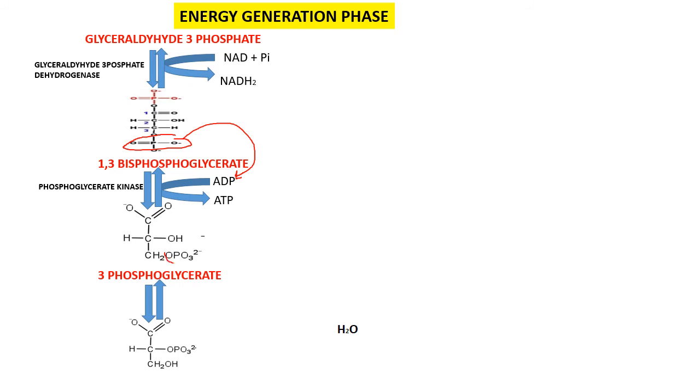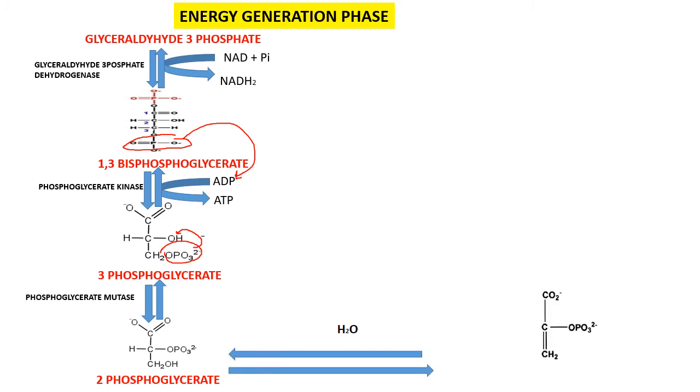In the next step, 3-phosphoglycerate is converted into 2-phosphoglycerate. This phosphate group changes its position to the second position of the molecule. The enzyme which exchanges the position of the phosphate is known as phosphoglycerate mutase.